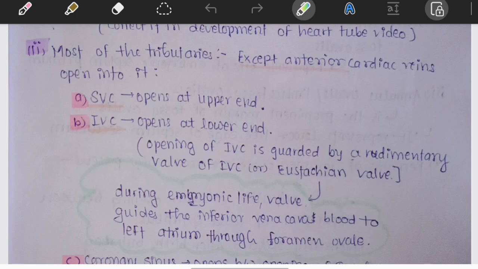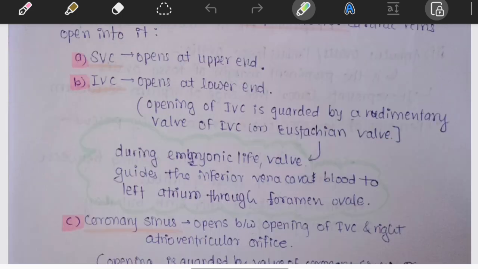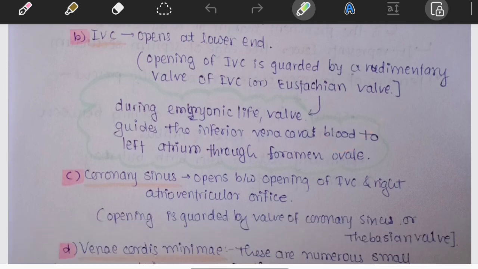Unlike the SVC, its opening has a small fold called the Eustachian valve. Now you may ask, if it's called a valve, does it stop blood flow? No. In adults, it is only a rudimentary structure with almost no function. But during fetal life, it had an important job. It directed oxygen-rich blood coming from the IVC towards the foramen ovale, allowing the blood to pass into the left atrium.